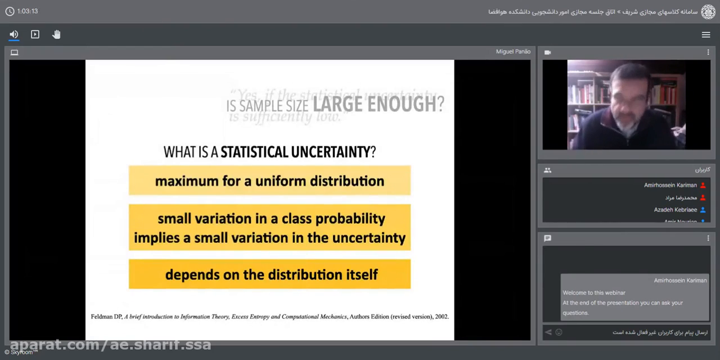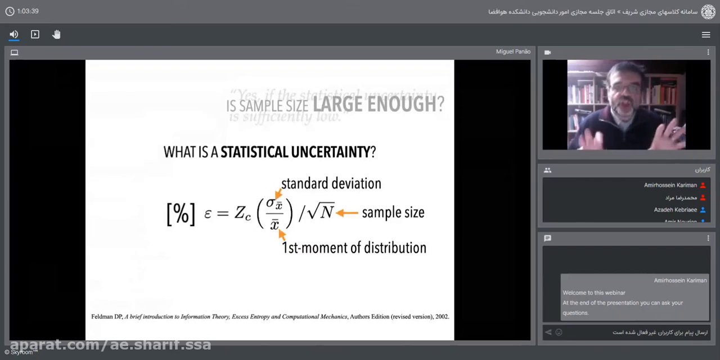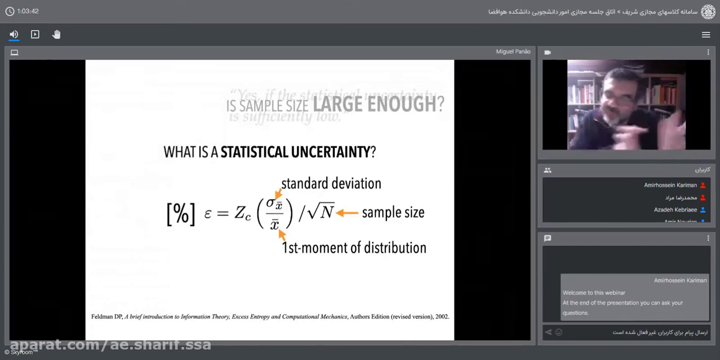So what is the parameter that we usually use? It's the uncertainty based on a confidence interval, thus the z coefficient, on the standard deviation of our measurements, on the sample size, or the square root of the sample size, and if you want it in percentage, you divide it by the first moment of the distribution. So the standard deviation is the second moment, the mean of your distribution is the first moment. So it is a concept that fulfills all three conditions, but it's based on the distribution moments.